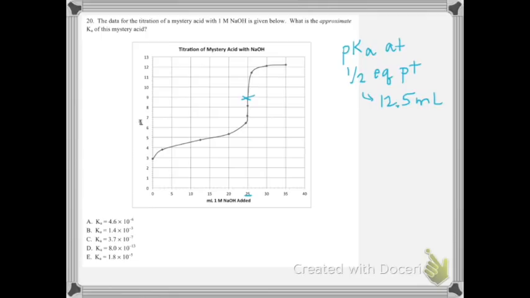So if we go here and walk up, we can see that the pH at this point is about 4.8, give or take. And so 4.8 is going to be equal to the pKa.